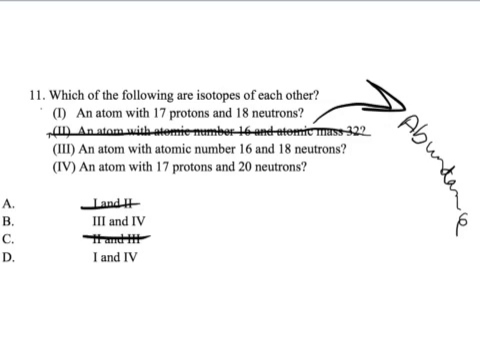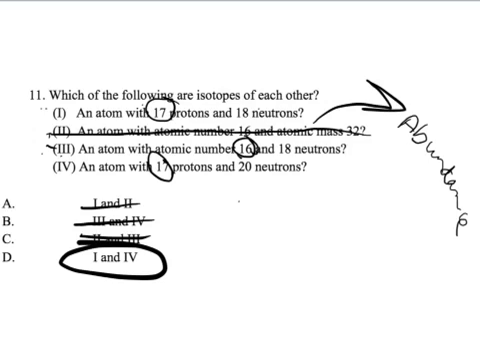That would make anyone also with 3 in the answer wrong, because an atom with an atomic number 16 says 16, and this one says 17, and this one says 17 for protons. So that one's wrong too. Let's verify that 1 and 4 is the correct answer: an atom with 17 protons and 18 neutrons, and an atom with 17 protons and 20 neutrons. That's the correct answer.